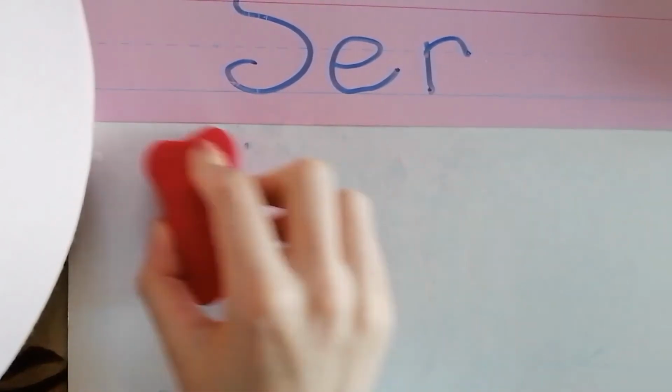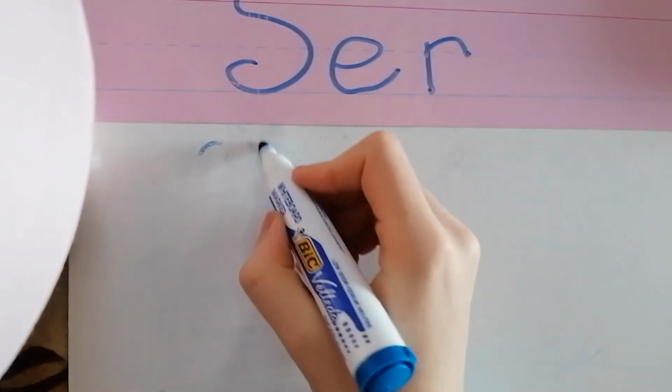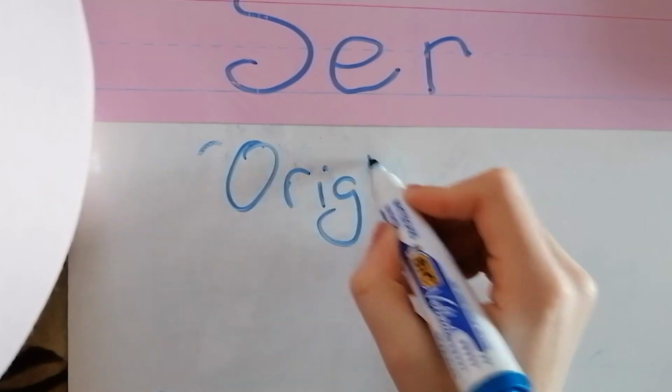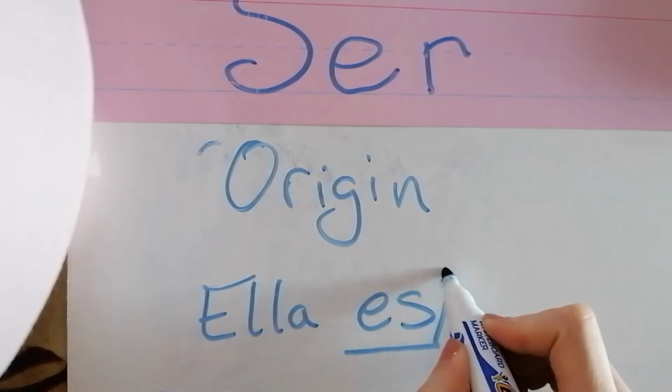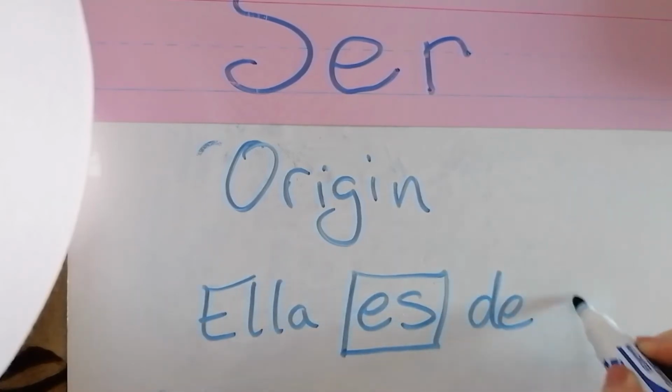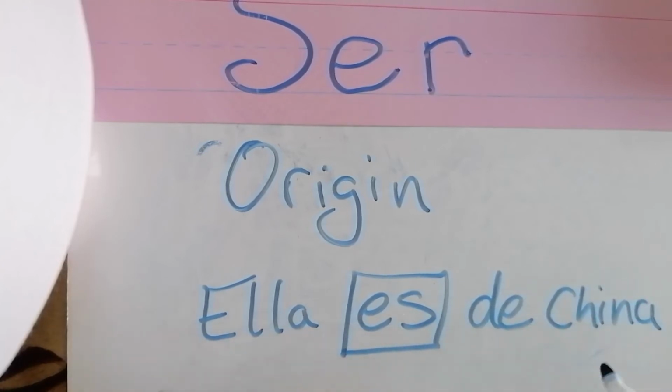What else have we got? We have O in doctor for origin. Origin, where we are from. So if I wanted to say she is from China, ella es, ser again, de China. Okay? So all the time here we're using ser because these are things that don't change. She's not suddenly going to become Irish. She will always be from China. Okay? So there's a few examples of ser.